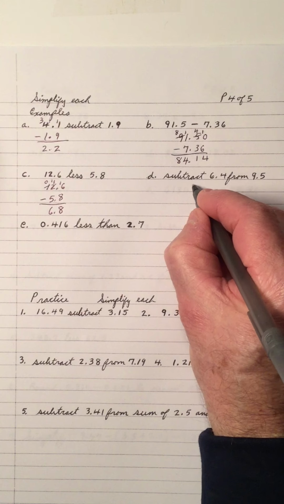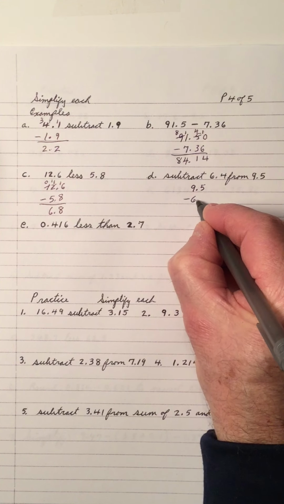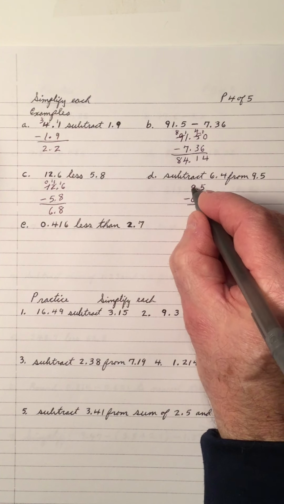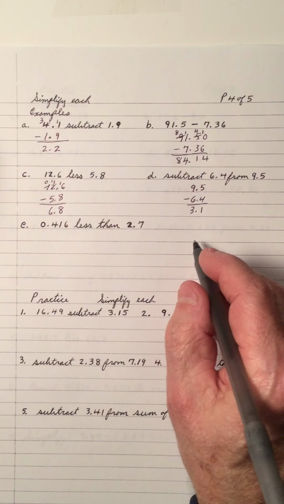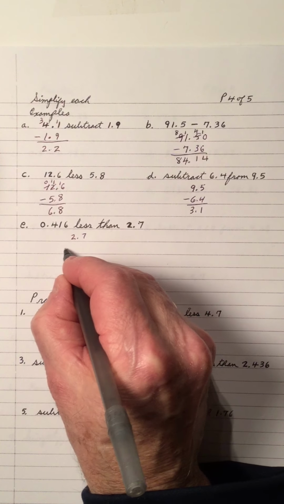Subtract from, remember you have to reverse. 9.5 subtract 6.4. And 5 subtract 4 is 1. 9 subtract 6 is 3. And your decimal is lined up. Less than reverses the order, so 2.7.